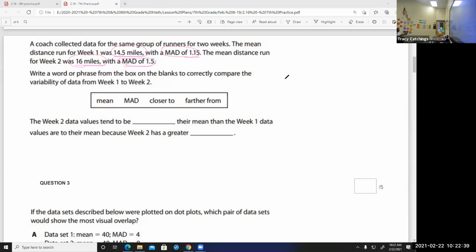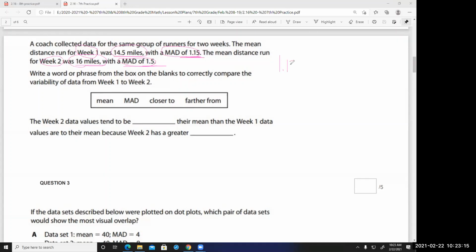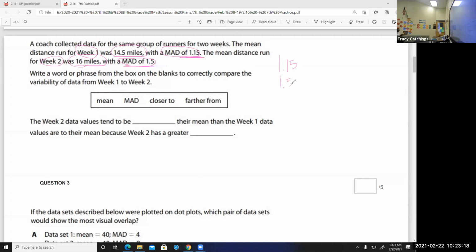Which set of numbers would you say is closer together? Two separate weeks. All right, 14.5 went with week 1. That's the mean. And then the mean of week 2 was 16. But look at this MAD. 1.15, 1.5. What does that tell us? Which one is smaller? 1.15. Let me line up the decimal so we can see. So in other words, that'd be like 15 and 50. So that means week one is smaller.